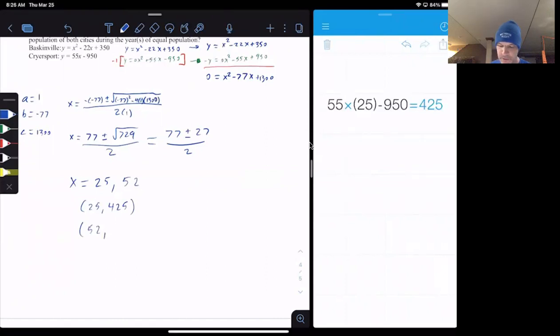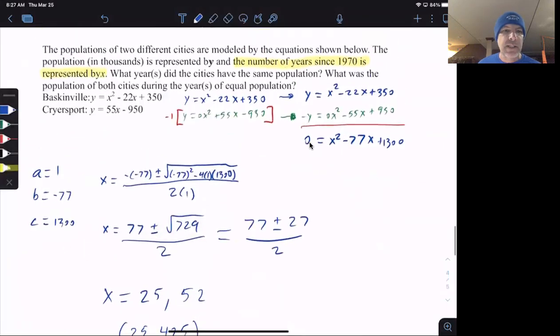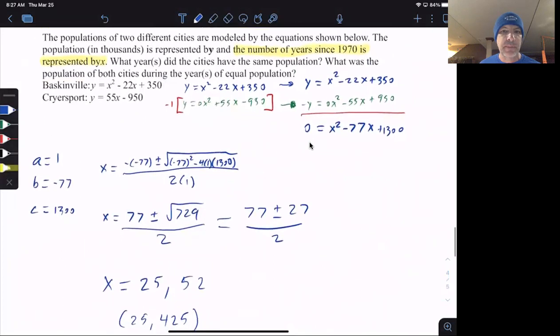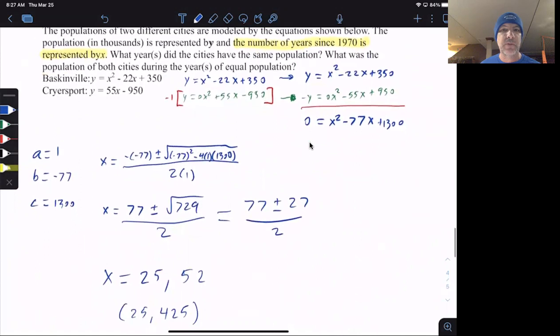Okay, since we're already on this one, I'll do the linear one first. All I have to do is replace the 25 with the 52. I get 1910. All right, let's try the other equation. We have 52 squared minus 22 times 52 plus 350. 1910. Perfect, which means that we did it correct. Okay, now the trick is we have to actually answer the question being asked. Mathematically we've got a solution here, but we have to answer the question being asked. So let's do that. It says, what year or years did the cities have the same population?